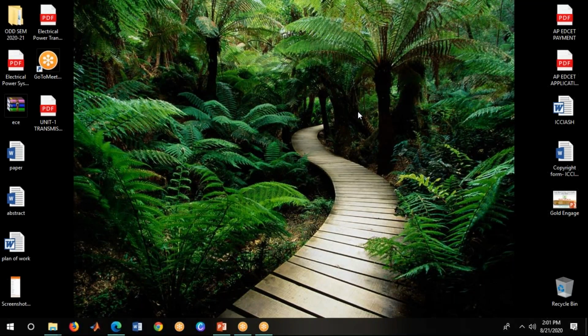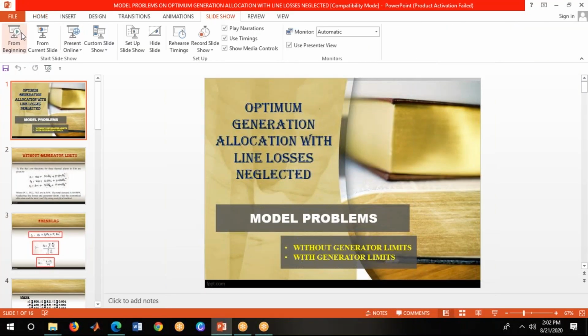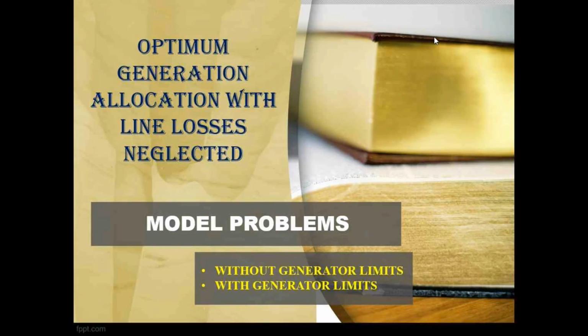Right, we'll start the problems. All of you keep ready the notes and the calculator. So in today's class, we are going to do two problems based on optimum generation allocation with line losses neglected, and this derivation we already discussed.